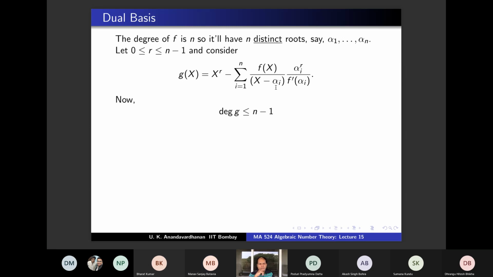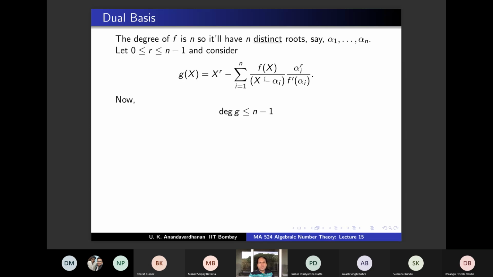What can you say about that? That is 0. Unless j is equal to i, all terms in this summation are 0. If j is not equal to i, this term is 0. So in this summation only j equal to i will remain.